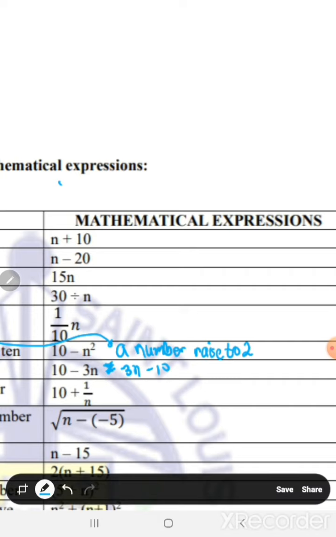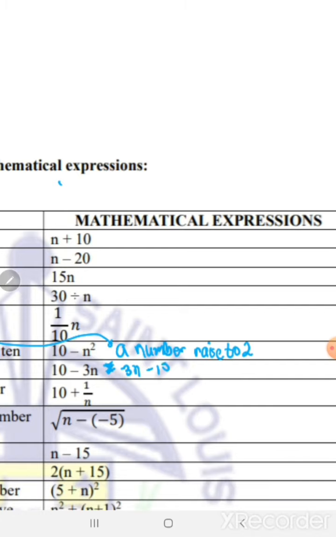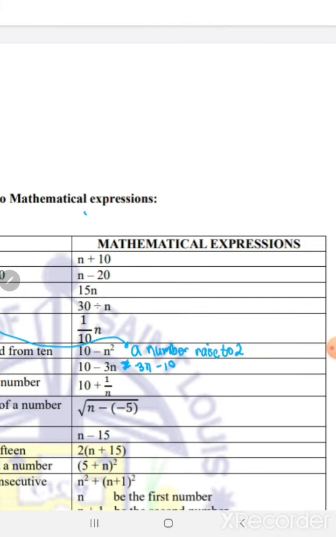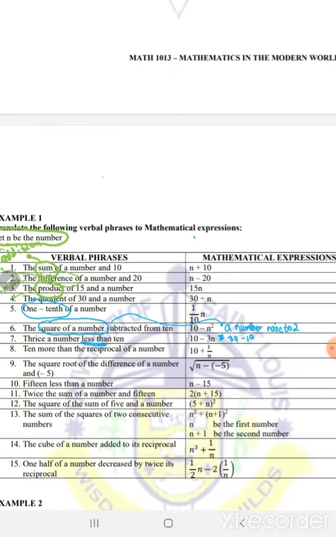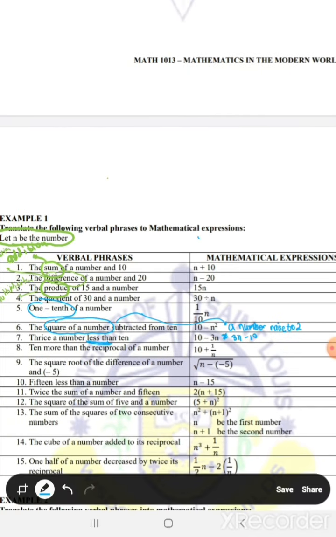Okay? But pwede maging equal yung negative 3n plus 10. Okay? It is not equal to 3n minus 10. Then 10 more than the reciprocal of a number. I would like to emphasize your reciprocal.